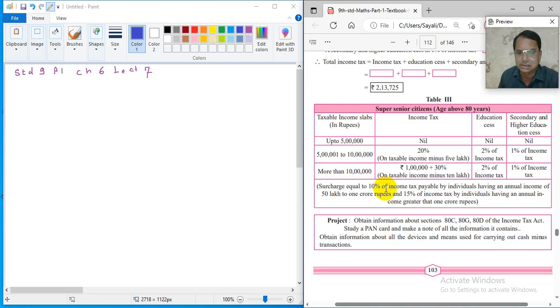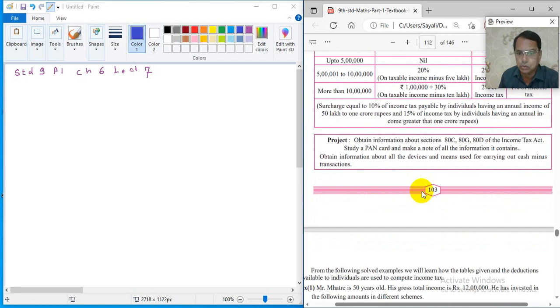And if it is more than 10 lakhs, the rule is 1 lakh plus 30% on the taxable income minus 10 lakh. Then 2% and 1%, that is the same. Education cess is 2%, and secondary and higher education cess is 1% of the tax. It is not on the income. And the rule is surcharge equal to 10% of the income tax payable by individuals having an annual income of 50 lakh to 1 crore rupees, and 15% of income tax by individuals having an annual income greater than 1 crore rupees. So these are the rules, right?